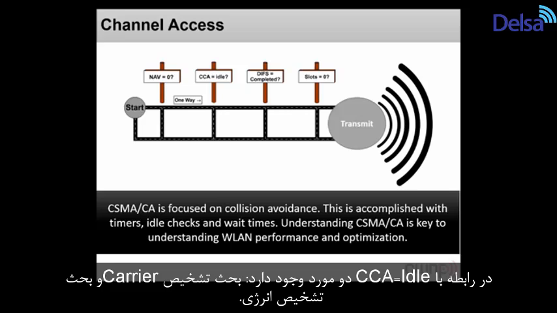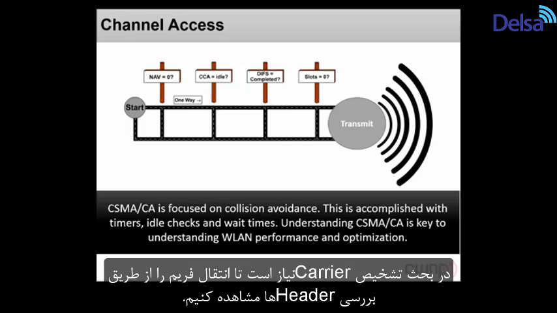The CCA idle then is two things. The clear channel assessment is carrier sensing, and it's energy detect. So carrier sensing means it's actually detecting a frame. We're looking at those PHY headers. We're seeing that an actual frame is being transmitted.